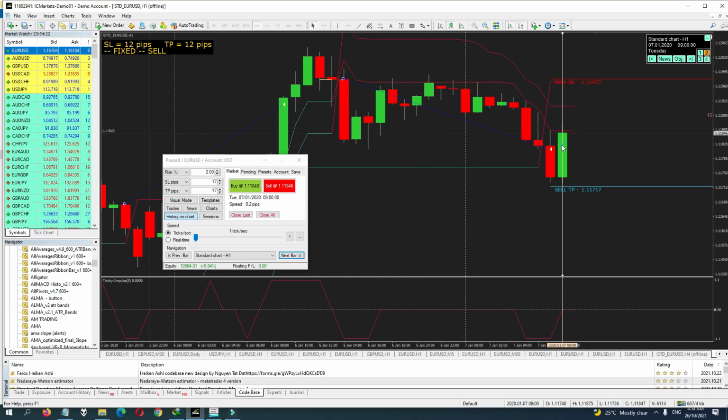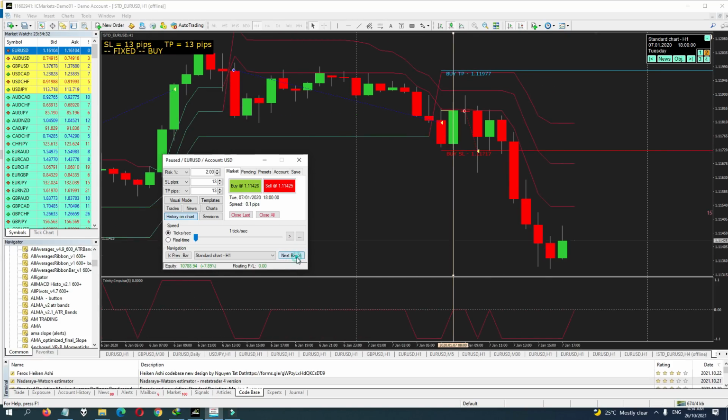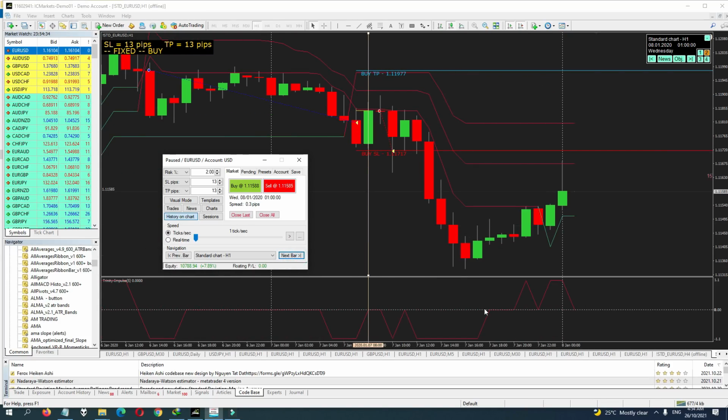And here we have another sell. All red, and it goes to 0. Then we have to wait for it to change color again. So we don't take it here, because we only take the first time.